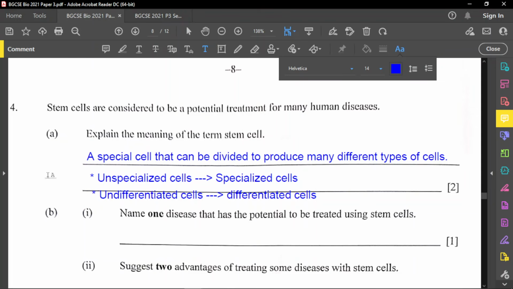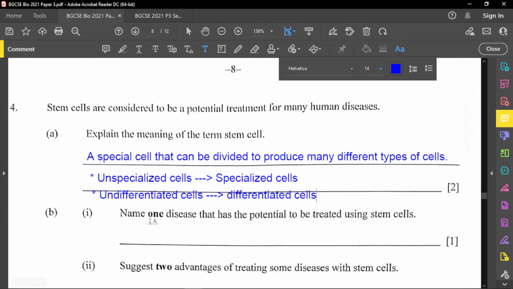In other words, these cells can be used to form a nerve cell or muscle cells or a cell within a certain organ. Yes, so they can be used to form specific cells. All right, so let's go into part B now.